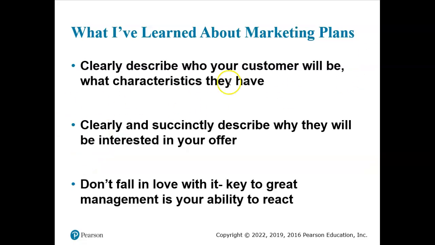Okay. So these are all really, really important parts of your marketing plan to clearly describe who your customer will be, what characteristics they have, and always clearly and succinctly describe why they will be interested in your offer. And don't fall in love with it. That's true of any plan. Key to great management is your ability to react to changes that force changes in your mix. Okay. I'm going to skip forward and say we are really pretty much done. Yeah, I try to get these things done in a pretty short period of time.